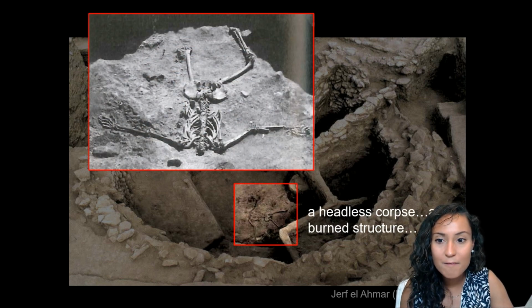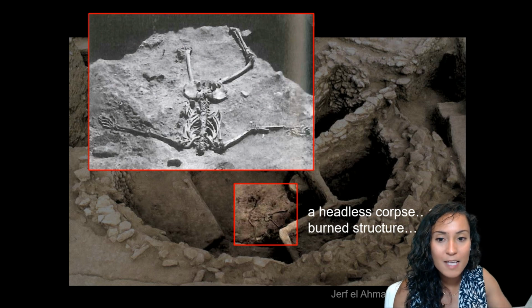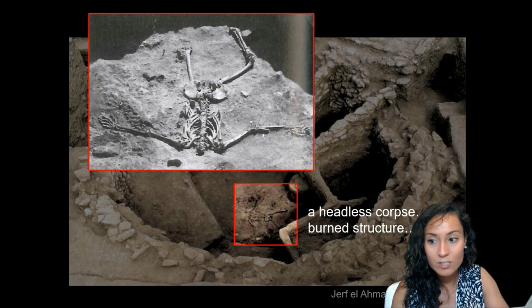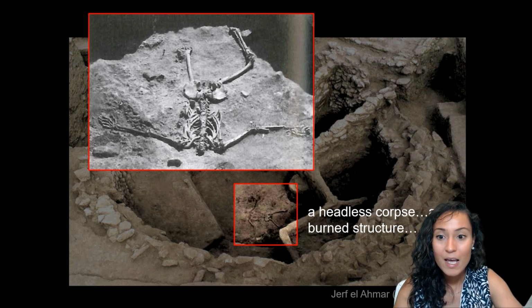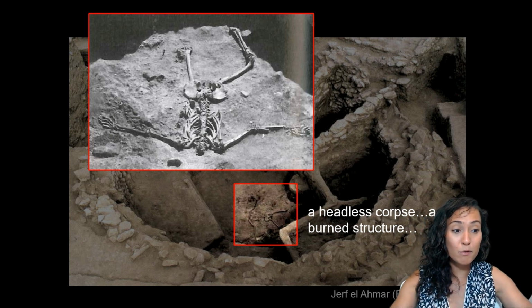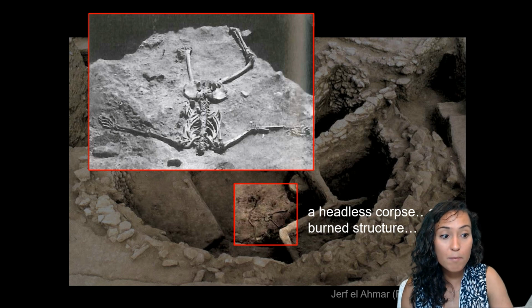At the end of its use life, it appears that several of these storage pits at Jerf el Ahmar contained headless corpses placed at the center of the floor. This suggests that we have early signs of ritualized abandonment in which individuals were sacrificed, placed at the bottom of the granary before the granary was closed up.